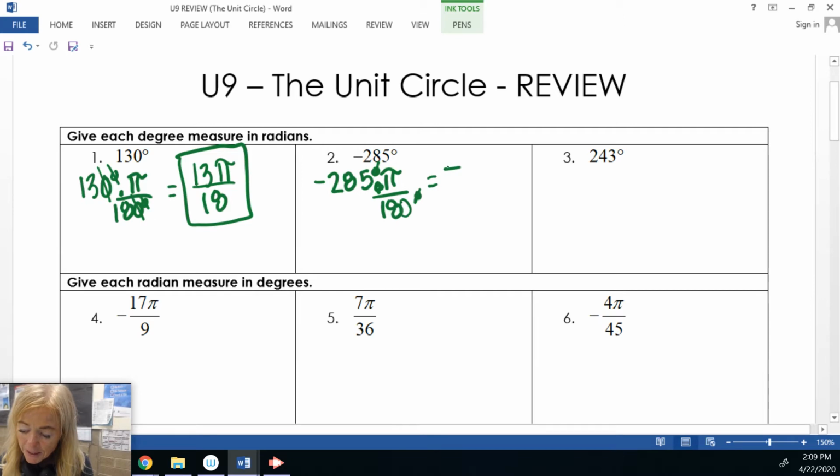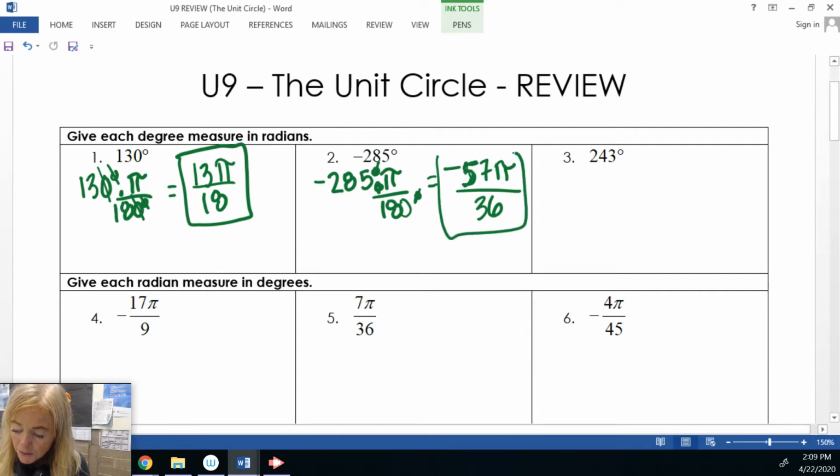So 285 divided by 5 is 57. Now remember, if it's negative, it's no big deal. It just leaves you with a negative radian. So negative 57 pi over 180 divided by 5 is 36. All right, so then you're done. As long as you simplified and nothing else can divide further, you're left with your simplified radians. So that's negative 57 pi radians over 36.